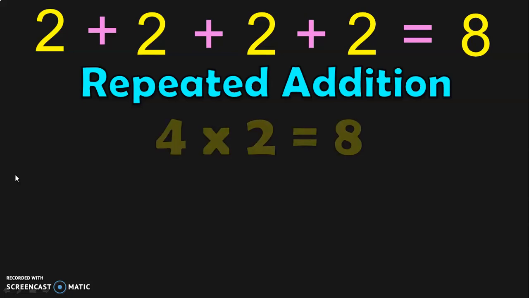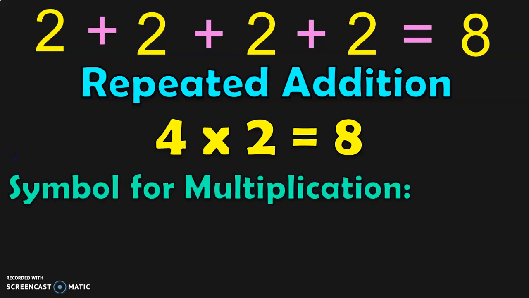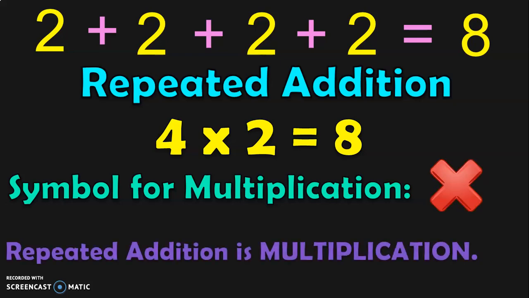To write the multiplication statement, what did we do? 4 into 2, or 4 2s are 8, or 2 4 times is equal to 8, or 4 times 2 is equal to 8. This is the multiplication statement. And the symbol for multiplication is the into sign or the X. Repeated addition is multiplication. I am writing this statement again and again because it is very important for the children to remember this.